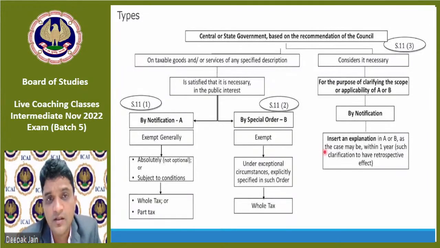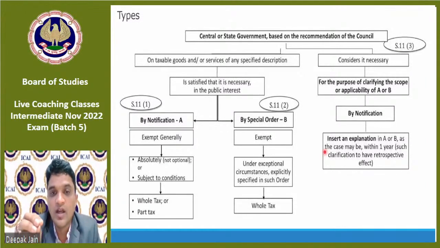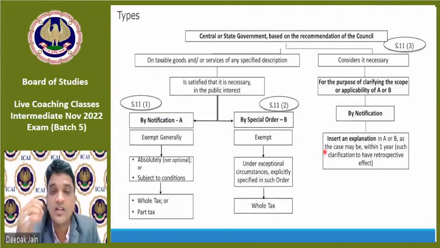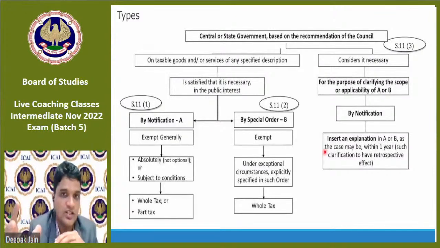Now, when the government considers that it is necessary for the purpose of clarifying the scope or applicability of a notification or order, once I've given a notification or an order, then they can insert an explanation in the notification or order, as the case may be, within 1 year. So after they passed a notification, there were some clarifications or some confusion, so what they've done is they have inserted an explanation. When can they do that? They can do it within a period of 1 year from when the notification is passed.